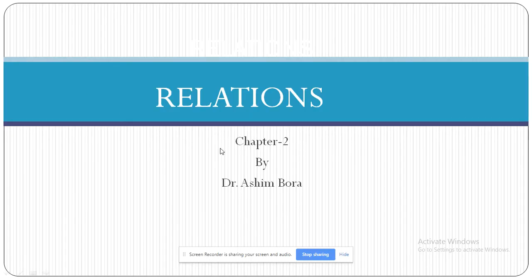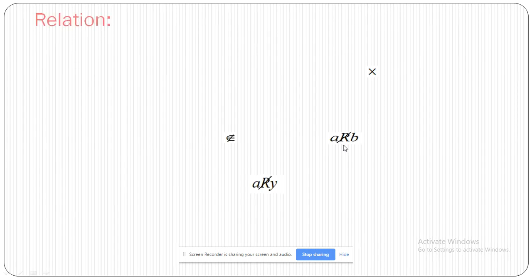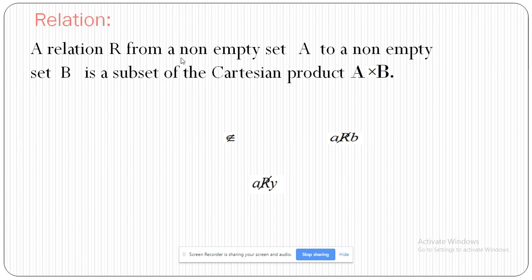Dear students, today we discuss relations. First, we must know what a relation is. A relation R from a non-empty set A to a non-empty set B is a subset of the Cartesian product A cross B. We know that the elements of a Cartesian product A cross B are ordered pairs that we discussed in the previous video. So if R is a relation from A to B, then R is a subset of A cross B.